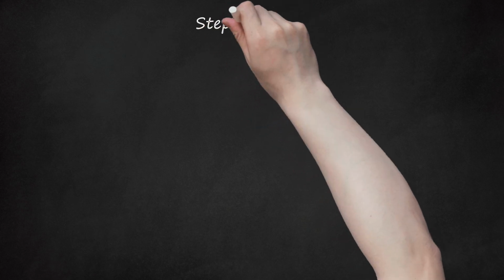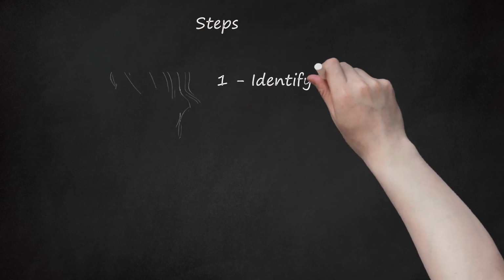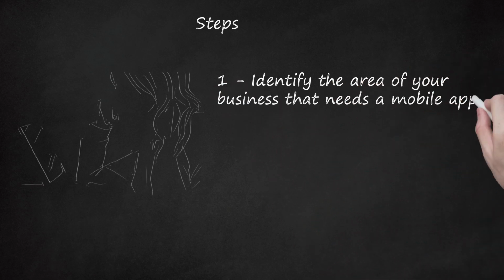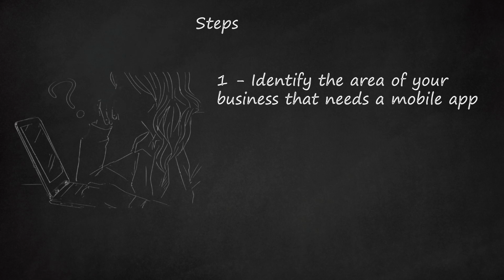Steps. 1. Identify the area of your business that needs a mobile app. Start with a single project for your business. Most businesses fail at designing their internal mobile apps because they try to do too much in the first try. Pick something doable where you can measure results.